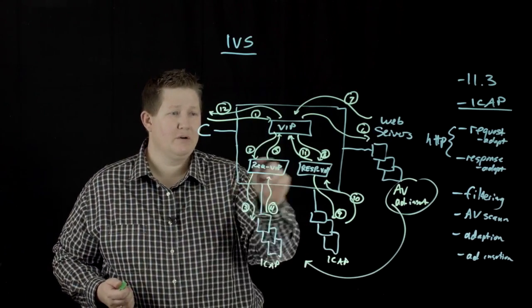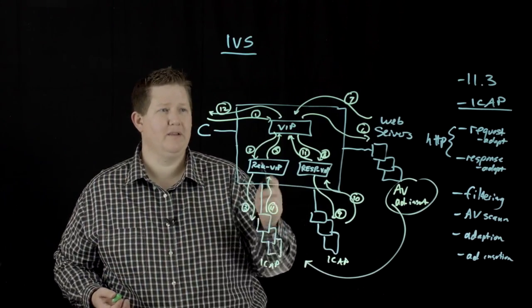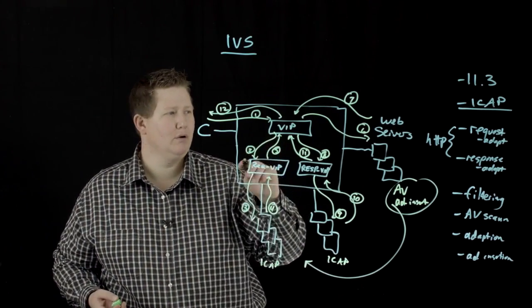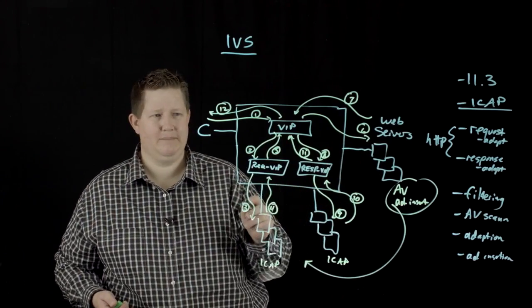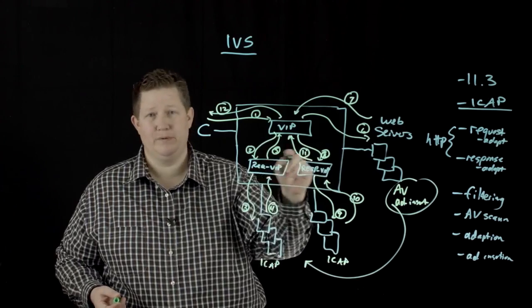Internal virtual servers are not listening on anything. They won't listen on any VLANs. You have to configure the request and response adaptation profiles in order for these to receive traffic.